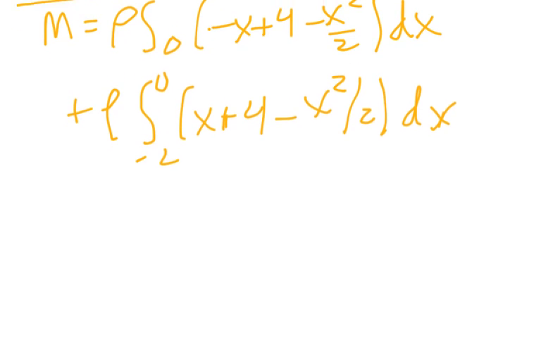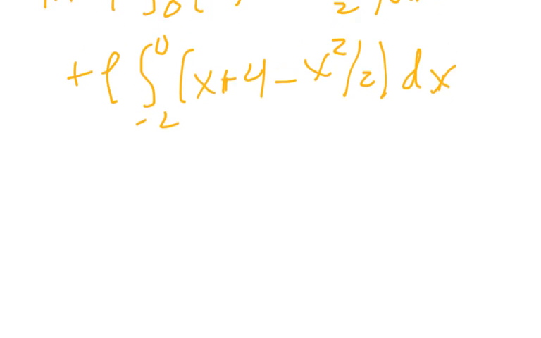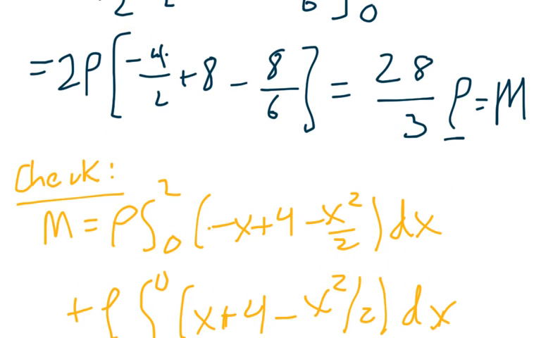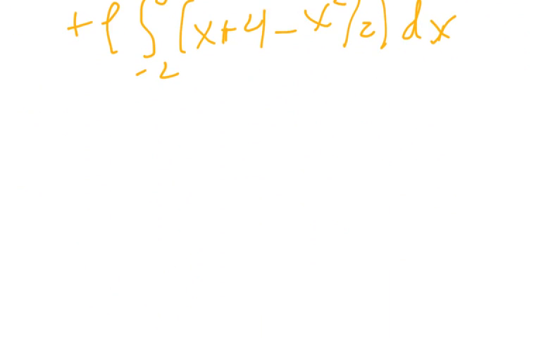Okay, so now that we have mass, we need to find My and Mx. So be careful, these depend on rho. My and Mx will as well. So first we're going to find My.